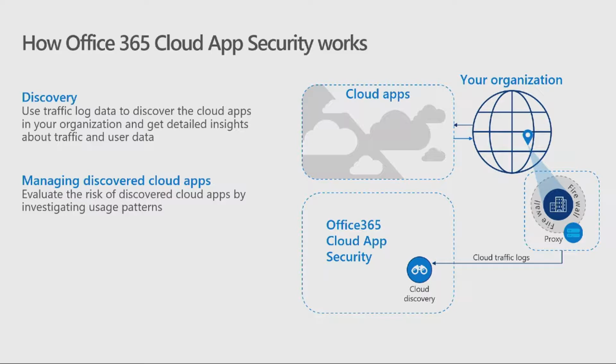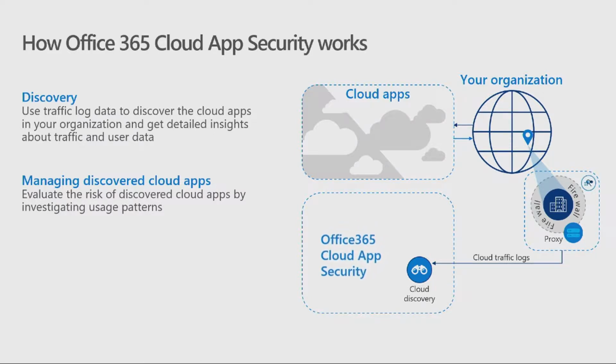The first pillar is what we call discovery. This is where we analyze your on-prem firewall traffic logs that you upload in the console, and we're able to parse those and identify the application name as well as the user and traffic being sent to these services. By evaluating the traffic and usage patterns of these SaaS services, you can then make informed decisions on which apps to perhaps block on your firewall.